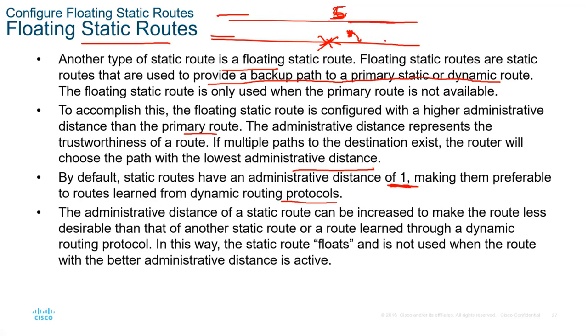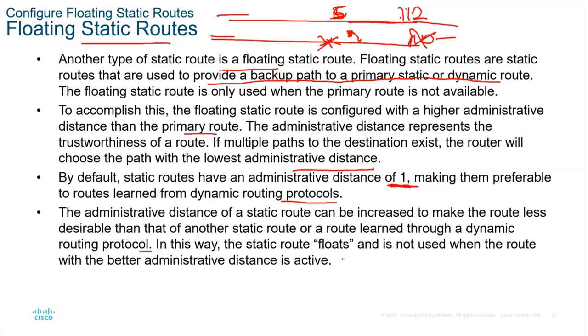For example, OSPF has 110, and the static is 1, meaning that the static one is going to take the first priority. But if you want static to be the backup, what are you going to do? Make this 100, maybe 112, to be higher than this, so that in case this one here is down, then this one comes in. So the administrative distance of a static route can be increased to make the route less desirable than that of another static route or a route learned through a dynamic routing protocol, as I've explained.